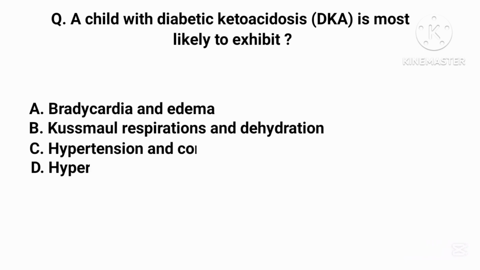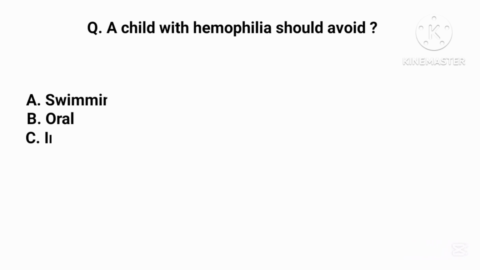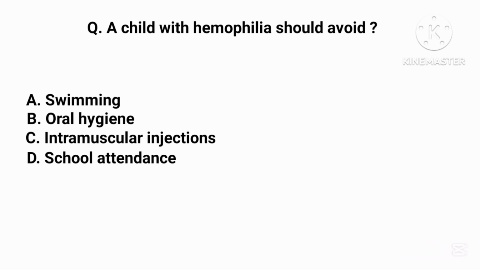A child with diabetic ketoacidosis is most likely to exhibit. Correct answer is option C, Kussmaul respirations and dehydration. A child with hemophilia should avoid. Correct answer is option C, oral hygiene.